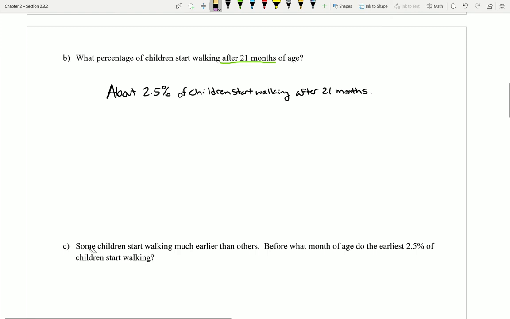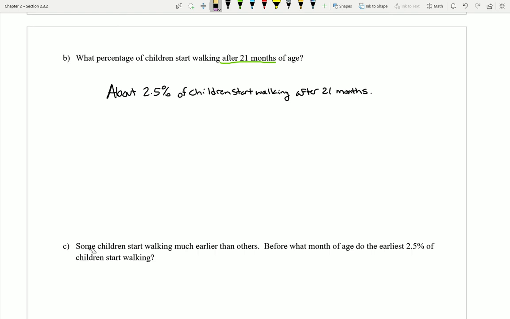Some children start walking much earlier than others. Okay, nothing surprising about that. I can easily imagine that. Some kid might start walking, I don't know, after just a couple months or something. Possible, I guess. Before what month of age do the earliest 2.5% of children start walking? Okay, gosh, that is a weird sounding question.